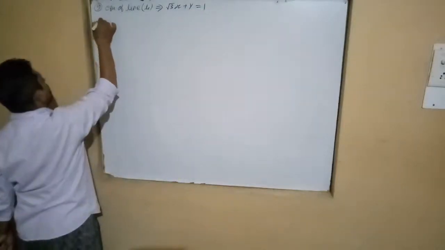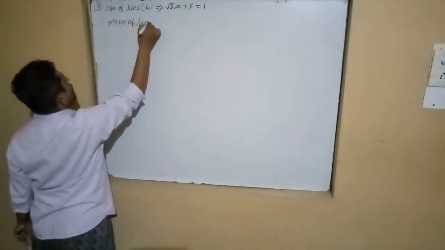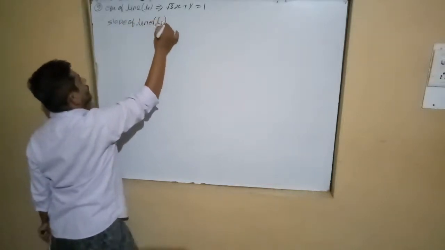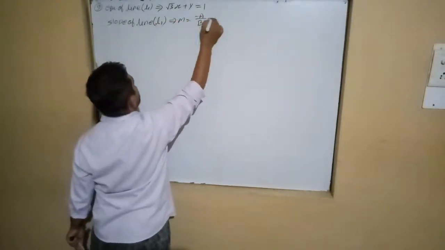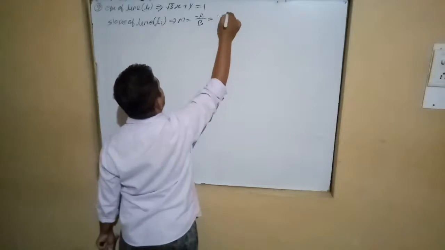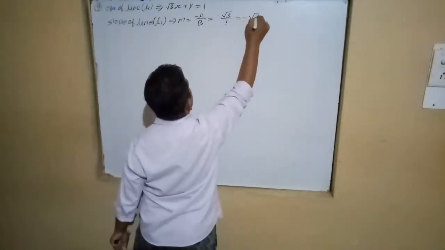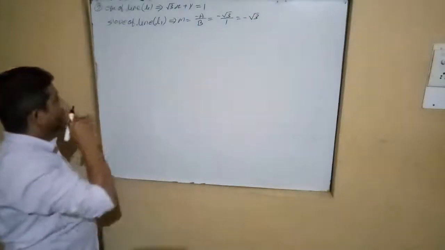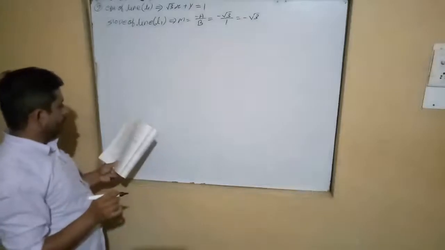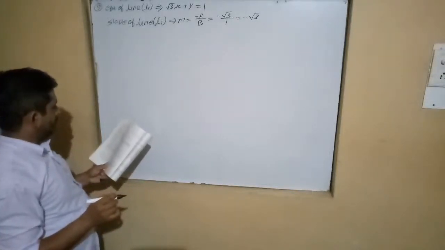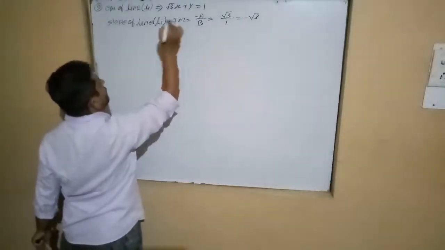So we can write here, therefore, the slope of line L1, m, is equal to minus a upon b. So what will come here? Minus root 3 upon 1 is equal to minus root 3. This is the value of m. Then, to find the angle between the lines, we just let this be m1.